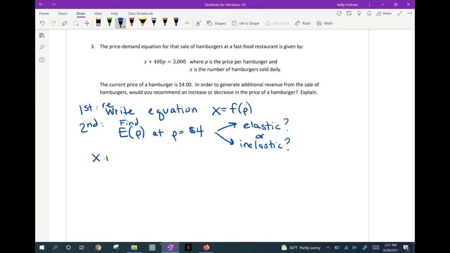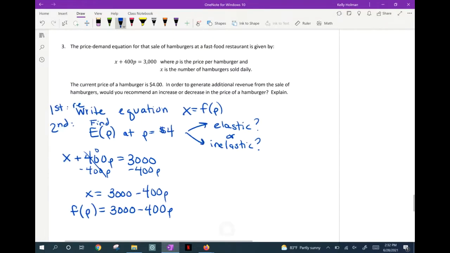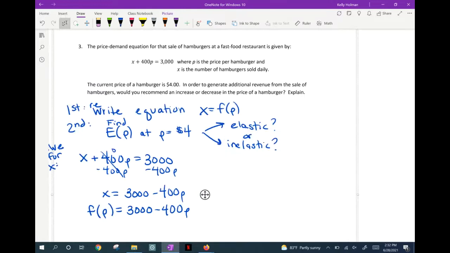Okay, so let's take our equation and solve for X. That's easy. We'll just subtract 400 on both sides. So X will be 3,000 minus 400P. So I could rewrite that. This is a function of price now. If I plug in a price, it'll calculate this demand. So if you want to rewrite it with that notation, you can totally do that.